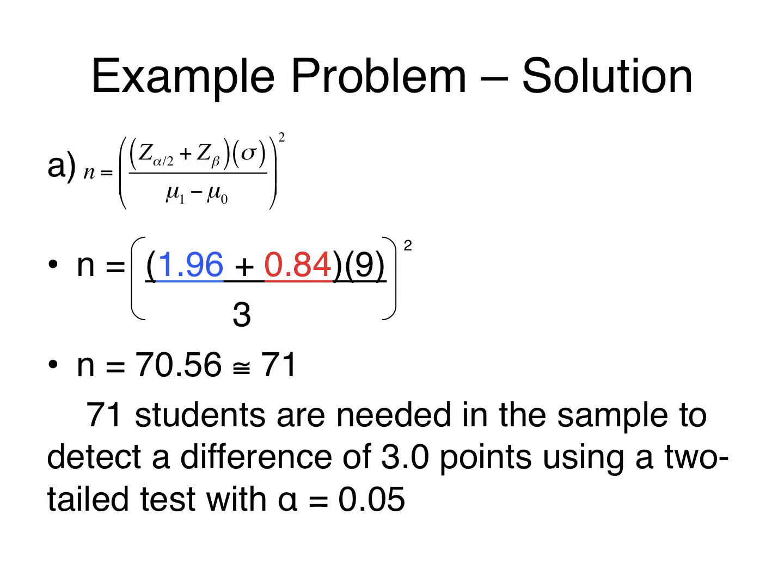We plug these Z scores into our equation, as well as our standard deviation of 9 and our effect size of 3, and this gives us a sample size of 70.56. With sample size calculations, you always round up because you can't have 0.56 of a person, so this gives us 71. The interpretation would then be that 71 students are needed in the sample to detect a difference of 3 points using a two-sided test with a significance level of 0.05.